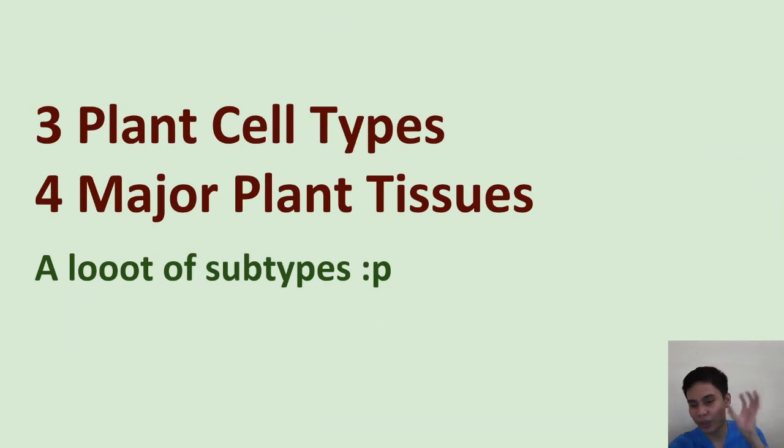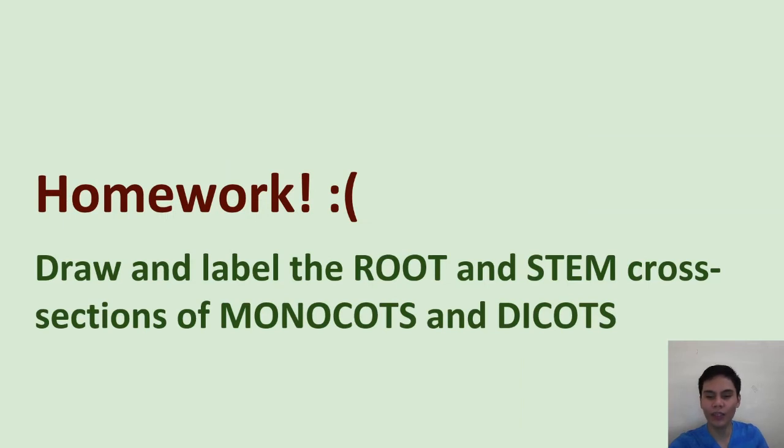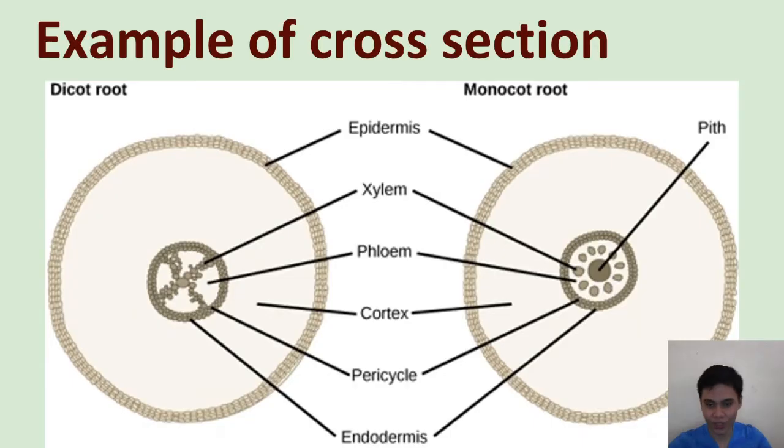So now we've discussed 3 plant cell types and 4 major plant tissues, as well as the basic anatomy of a plant. Now we talk about the development, the growth, the function of the plant. So first we'll start off with, you'll have homework where your brainstorm activity is about drawing and labeling the root and stem cross-sections of monocots and dicots. But we'll get to that after this discussion.